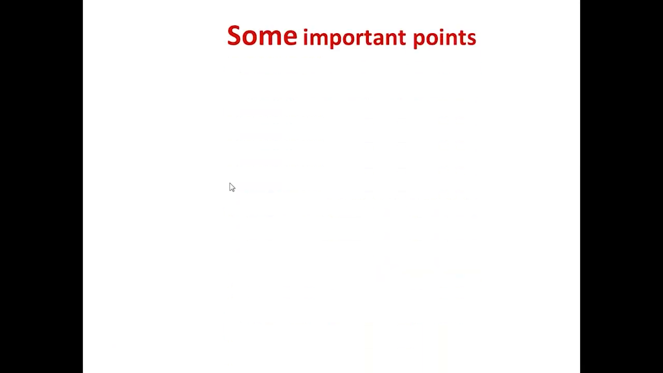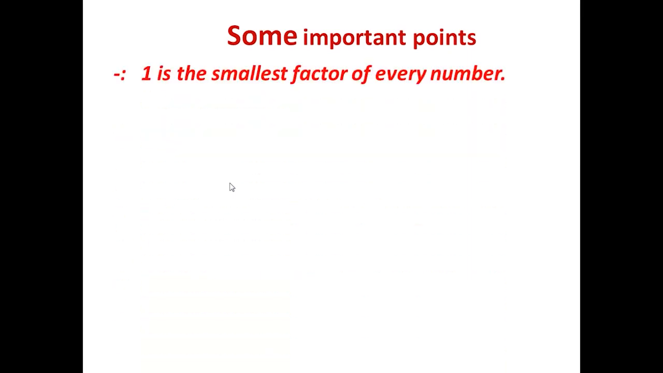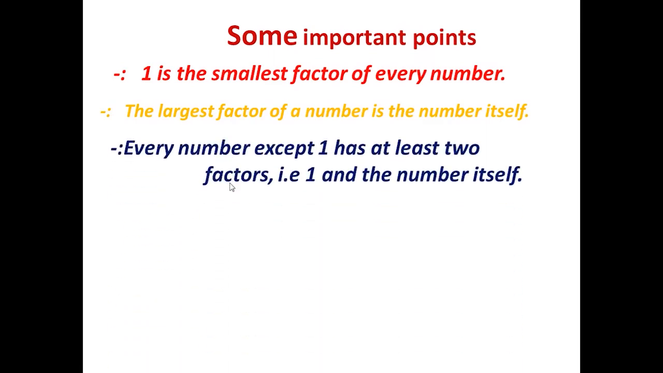Now see some important points about factors. 1 is the smallest factor of every number. We can easily divide any number by 1. So that is why 1 is the smallest factor of every number. The next, the largest factor of a number is the number itself. For example, the largest factor of 16 is 16.